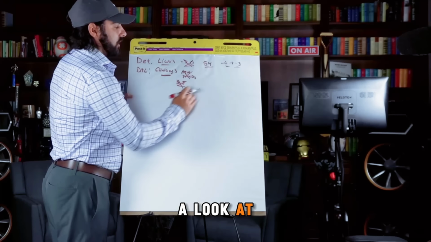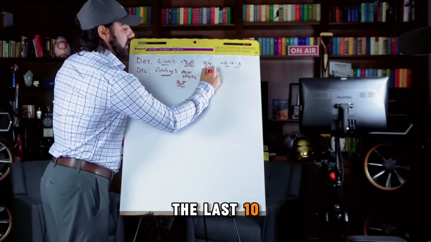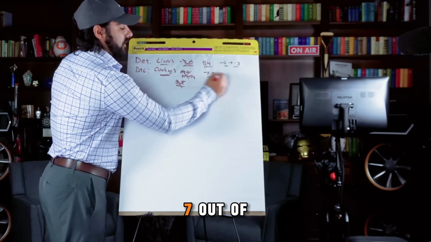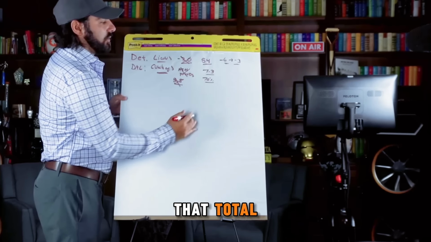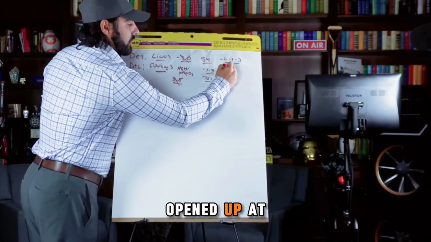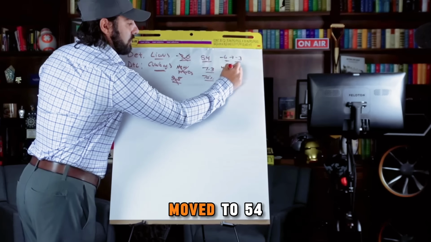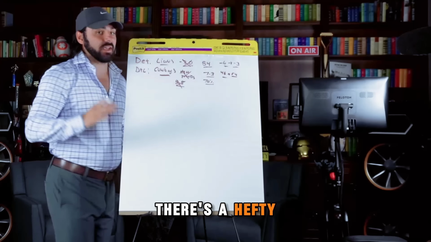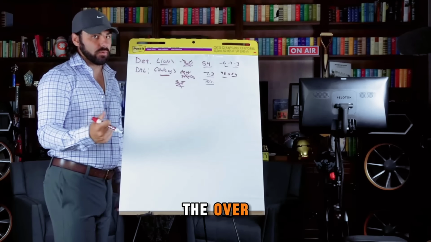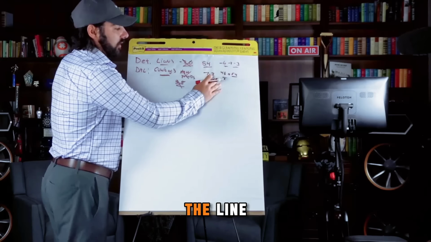So let's take a look at the total now. In the last 10, the total has gone over 7 out of 10 times, so 70% of the time it's gone over. Now this line opened at 48 and has moved to 54, giving us an indicator that a hefty amount of money is being put on the over in this matchup, moving the line.